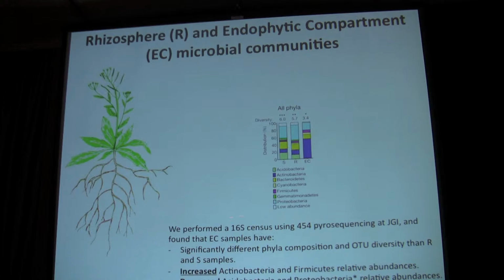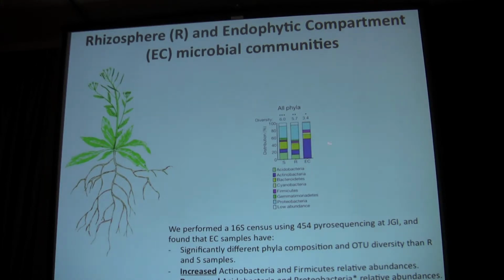For these studies, we performed just a 16S survey using 454 pyrosequencing here at JGI. And what I'm going to show you with this system is how just 16S surveys have led us to more sophisticated or directed questions, and the future services we're hoping to use here at JGI to start to tease apart those questions.